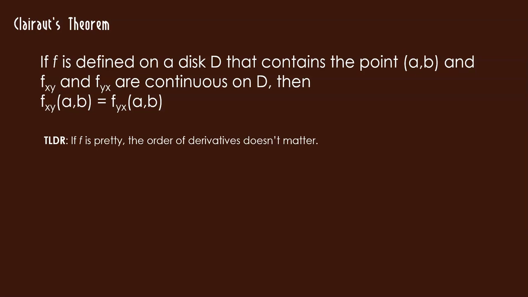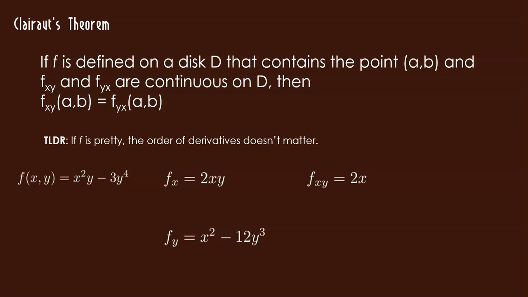So let's look at that example again. I have x squared y minus 3y to the fourth. The partial with respect to x is 2xy. The partial with respect to y is x squared minus 12y cubed. Now if I take f sub x and take the derivative with respect to y, we already know we're going to get 2x. Looking at f sub y, if I take the derivative of this with respect to x, this 12y cubed goes away, and I'm left with, you got it, 2x. So it doesn't matter for second derivatives if you've got a nice pretty function. So the key is you're going to want to choose wisely which one you take the derivative of first.